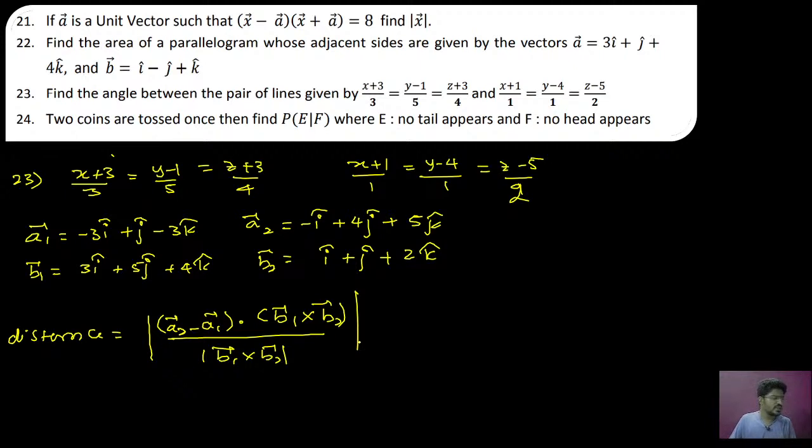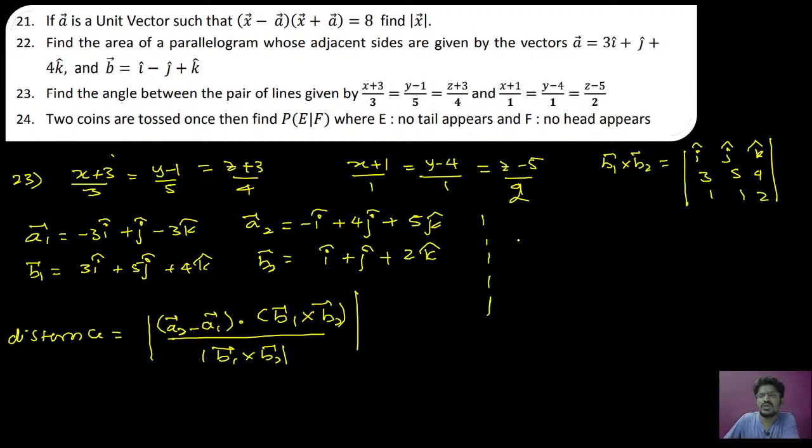No problem. We can solve it. So just go through it. First we shall find b1 cross b2. That is the determinant of i cap, j cap, k cap. Second row is 3, 5, 4. Third row is 1, 1, 2.